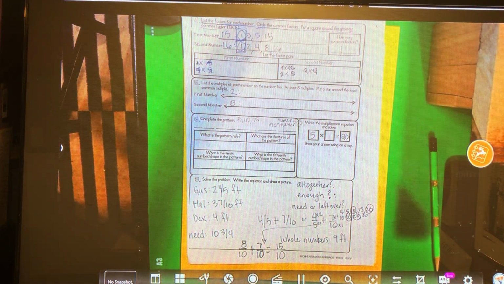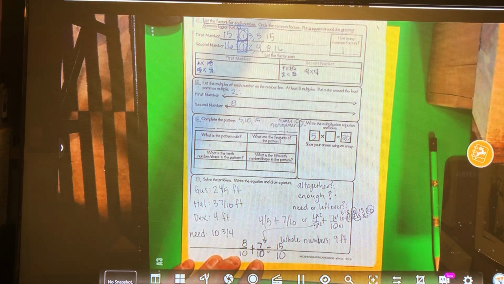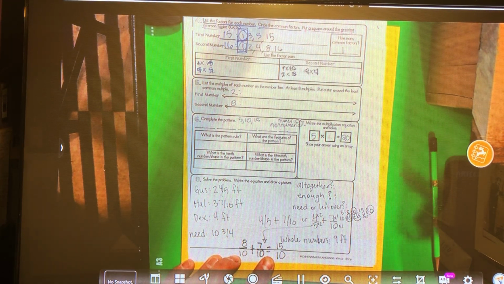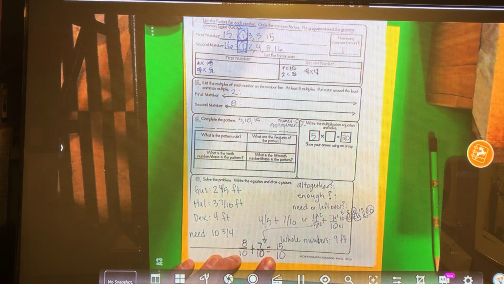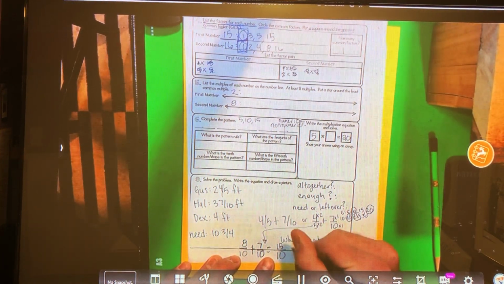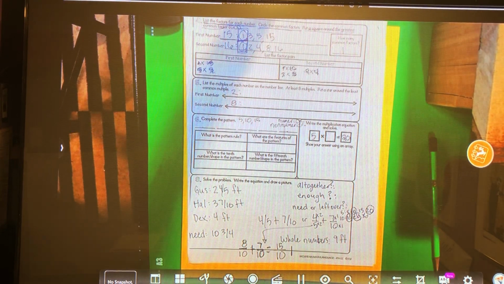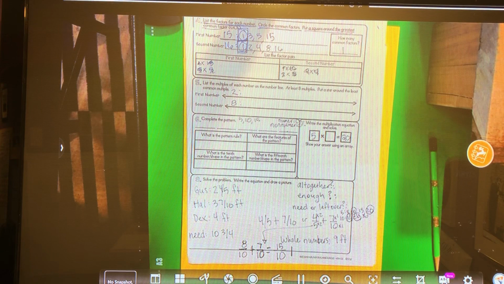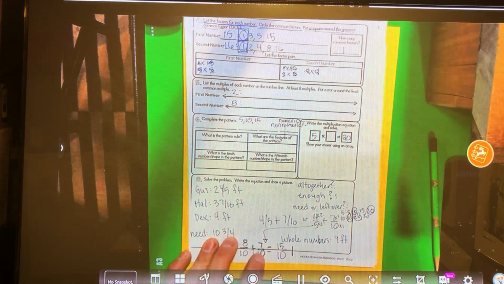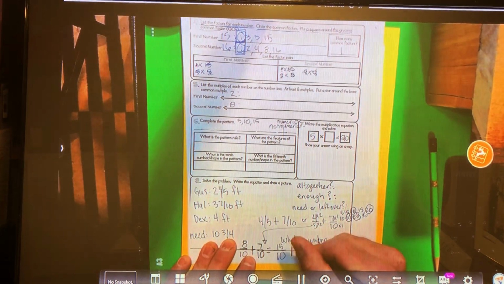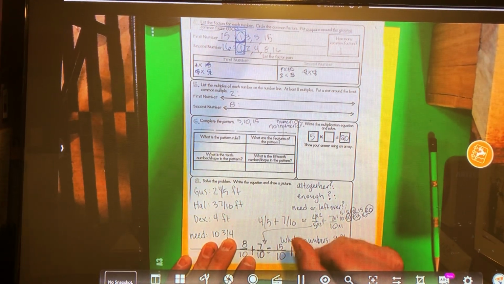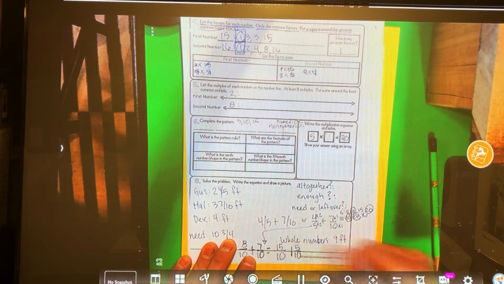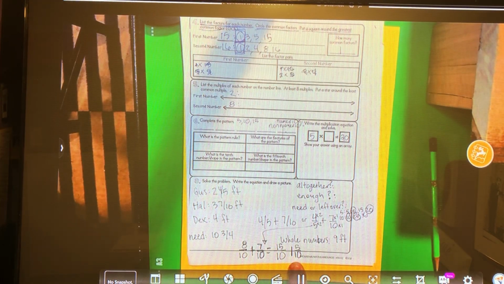How many times does 10 go into 15? Well, 10 times 1 is 10. 10 times 2 is 20. 20 is too big. It only goes one time, okay? Well, if 10 only goes into 15 one time, 10 times 1 is 10. And how many are left over in order to get to 15? 5. 5/10. Okay? Now we have 1 5/10.